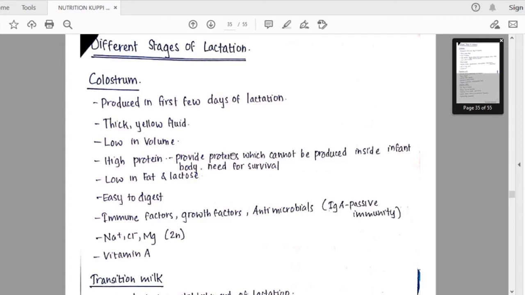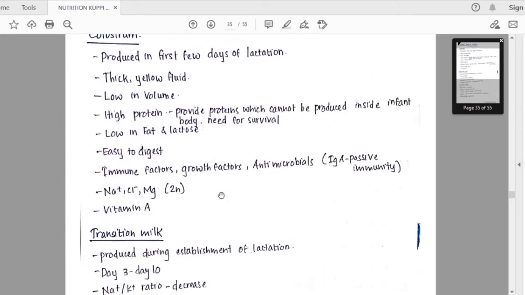It is low in fat and lactose and it is easy to digest. Then you get immune factors, growth factors, and antimicrobials. Sodium, chloride, and magnesium are high. Vitamin A is also high in colostrum.